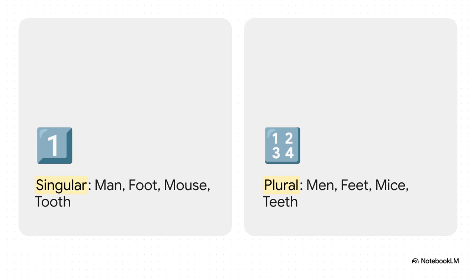So, for these words, you can forget everything we just said about adding letters to the end. Instead, the plural is formed by changing a vowel right in the middle of the word. Man becomes men, foot becomes feet, mouse becomes mice. These are straight out of Old English, and there's no trick to them. You just have to know them.